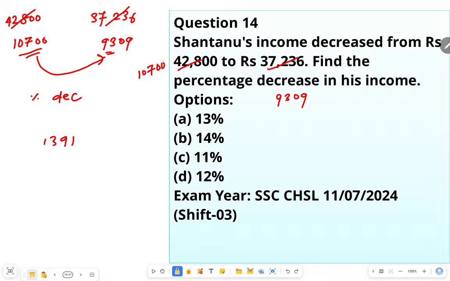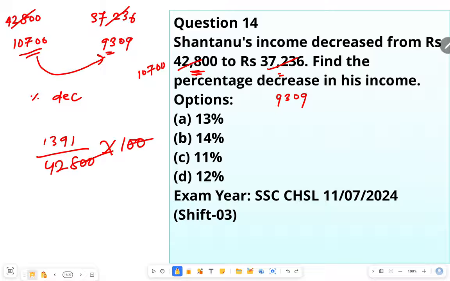It is asking, earlier the salary was this. Income was this, and later it became this. So there is a decrease on this number. So 42 will go in the base, right? Now you divide these two numbers.